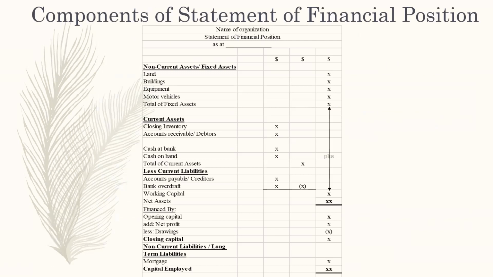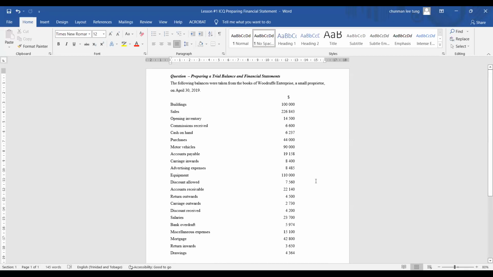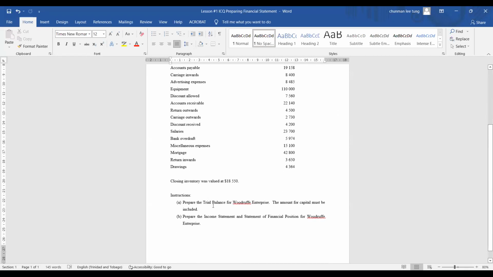So with that being said, the question that I had for you to do was a simple question with no adjustments. This was simply preparing a trial balance on what we are seeing on the screen for the period April 30th, 2019. We had a list of items and the instructions were to prepare a trial balance for Woodruff Enterprise. The amount of capital must be included. And part B was to prepare the income statement and statement of financial position for Woodruff Enterprises.